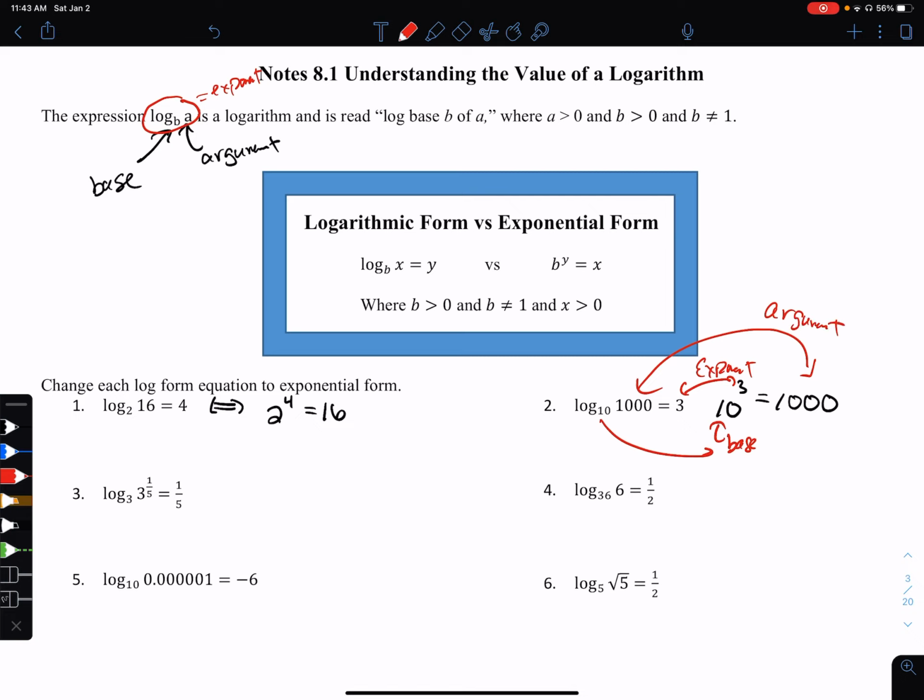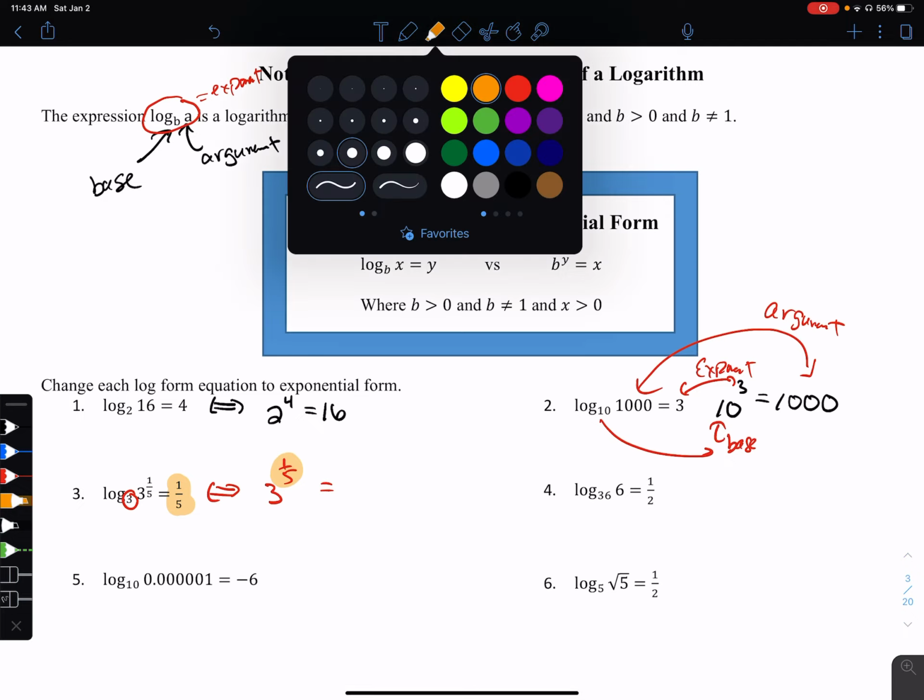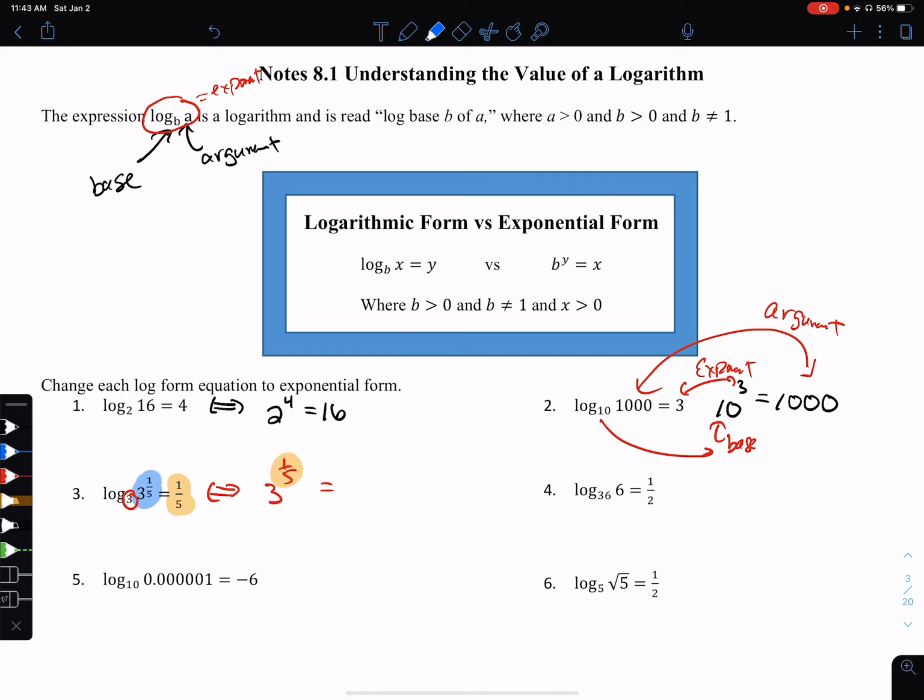Let's do number 3 also. We take the base of 3 raised to the exponent of 1/5, and that is equal to, I should have been color coding this the whole time, the argument. Please pause the video and see if you can do these 3. 1, 2, 3, and then unpause the video and see the answers.